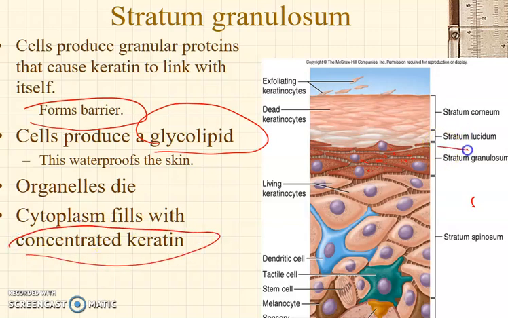So the last two layers, lucidum and corneum, are these very tough dead cell layers that are going to fall off. Wait a second, it's waterproof. So how come when I'm sitting in my hot tub for an hour and a half, because I just went for a very hard run, my feet become prunes and my hands become prunes?